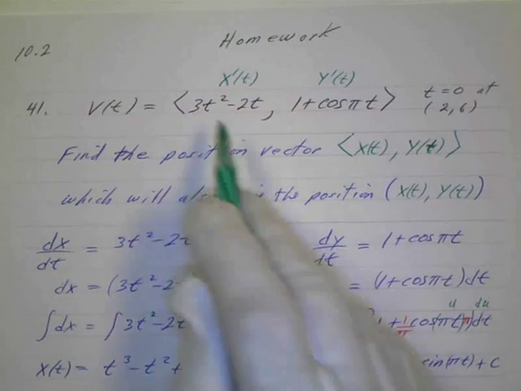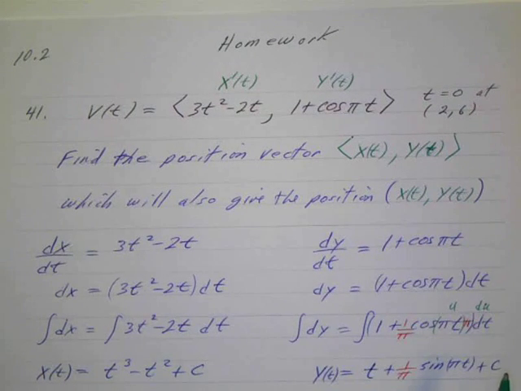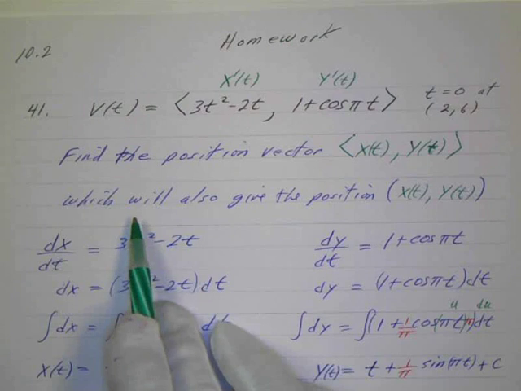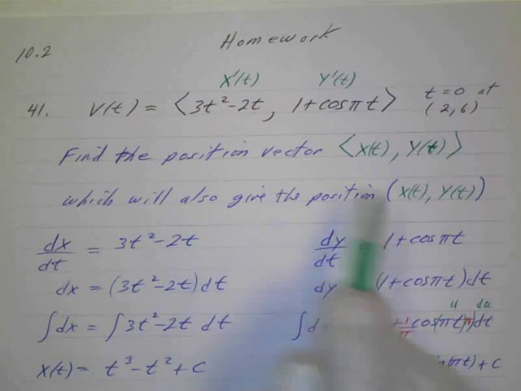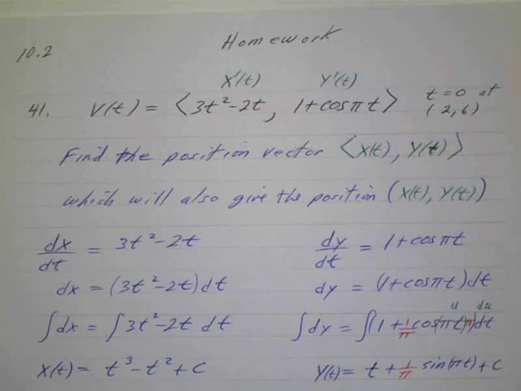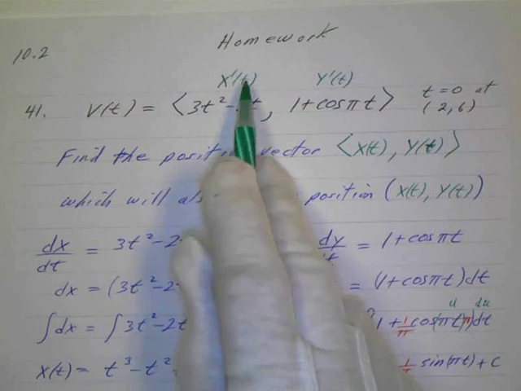But we don't have that. We've got the velocity vector, but we have an initial condition. All right. And this is the same thing. So we'll find the position vector, and that will give the position, without the vector, but it's the same thing. All right? So we know that this is x prime of t.